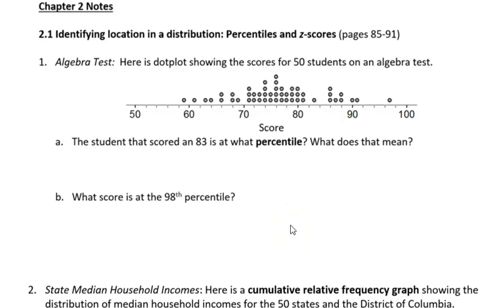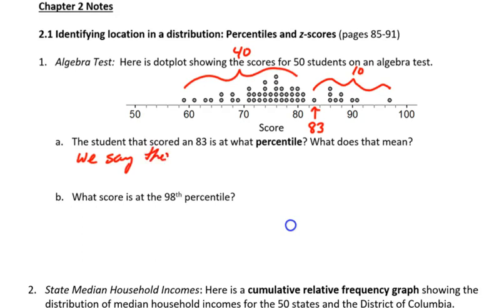What is a percentile? Let's look at an example of 50 students' scores on an algebra test. So we're going to specifically look at the student who scored 83. We notice here, if we count the dots, that 10 students scored 83 or above, and 40 students scored less than 83.